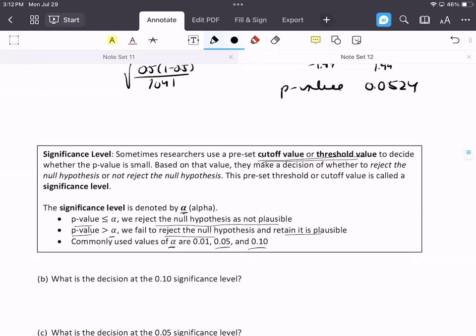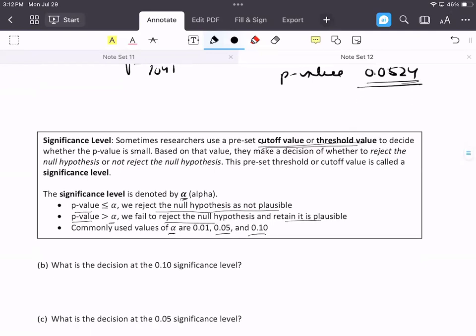So here we have the p-value of 0.0524. What's the decision at the 0.1 significance level? Here's what I would suggest doing. I would write down, compare, and then think, okay, the alligator eats the bigger one. I know it's lame, but it works for me. So 0.0524 is definitely less than 0.1. So here we're going to reject the null and say we have evidence for the alternate hypothesis.